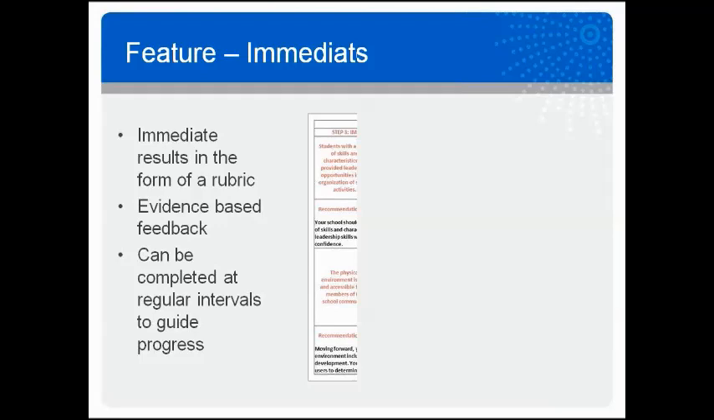Another feature of the planner is the fact that it generates immediate results. So these are tailored results, and they come in the form of a rubric because we recognize that these are relatively user-friendly for educators. In addition to their results, you receive evidence-based recommendations for moving forward. We also want to stress that we encourage schools to complete the Healthy School Planner at regular intervals. So for instance, you could go back and complete it 1 year later, and this is a way for you to look at your baseline data and to guide progress into the future.